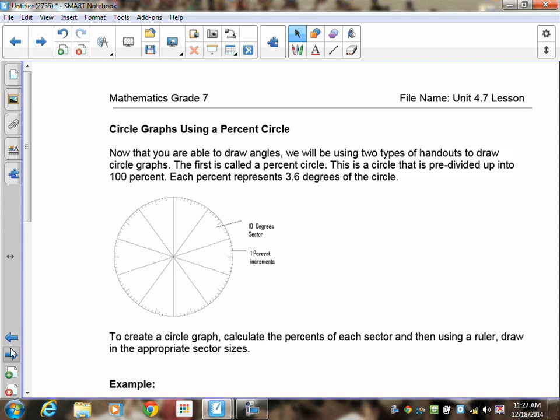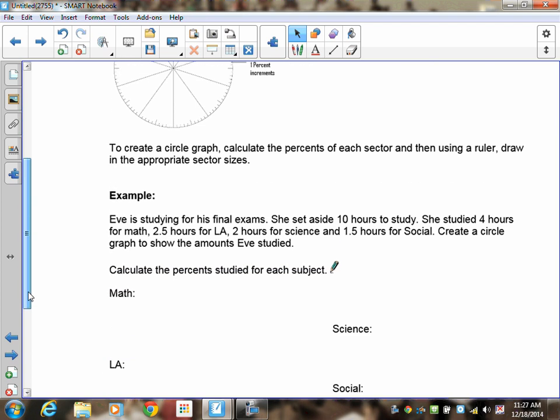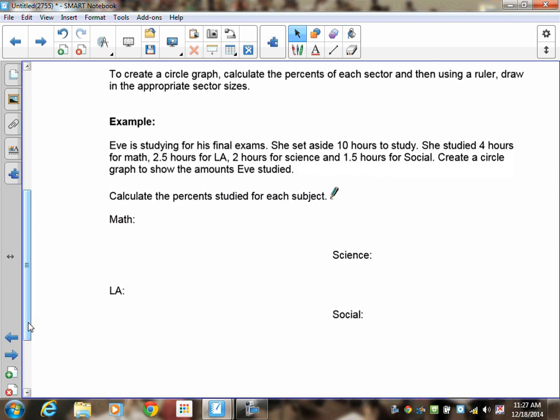Okay. You can see here that you should be able to draw angles. We're going to be using 2 types of handles to draw the circle graphs. The first one's a percent circle, and then we'll do the other one later. To create a circle graph, we have to calculate the percents of something, and then we'll be able to put it onto the circle graph, which has the percents measured on it. So let's take a look at the first one.